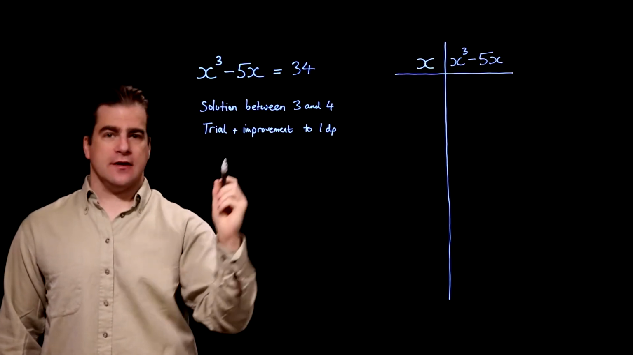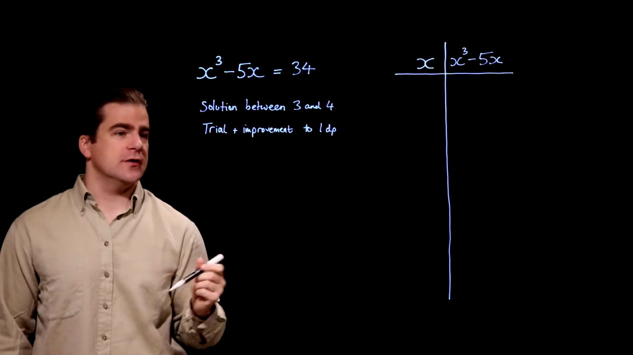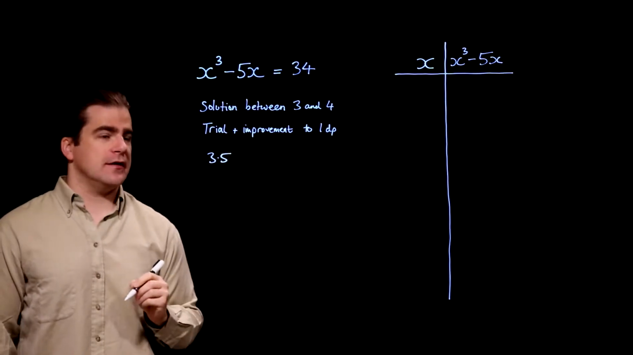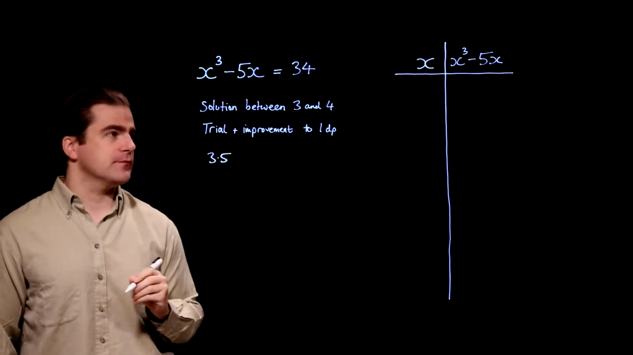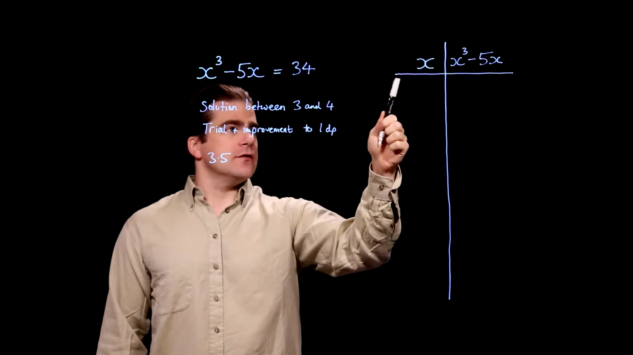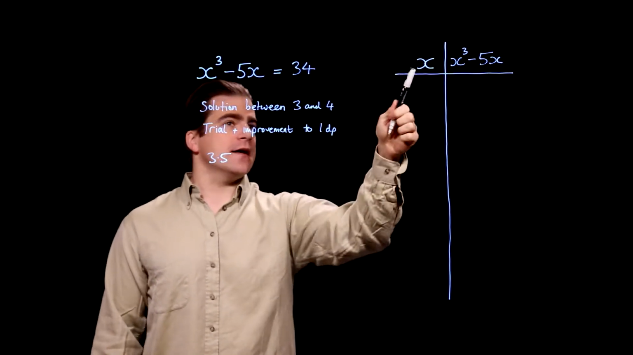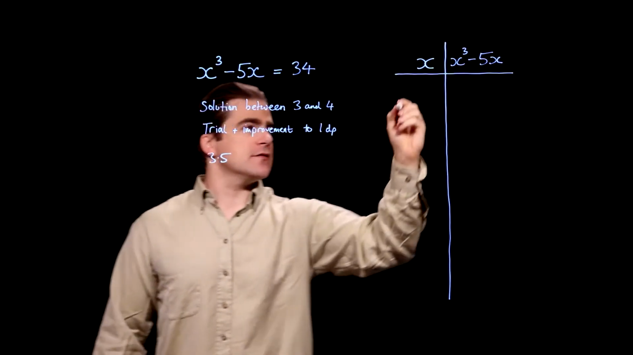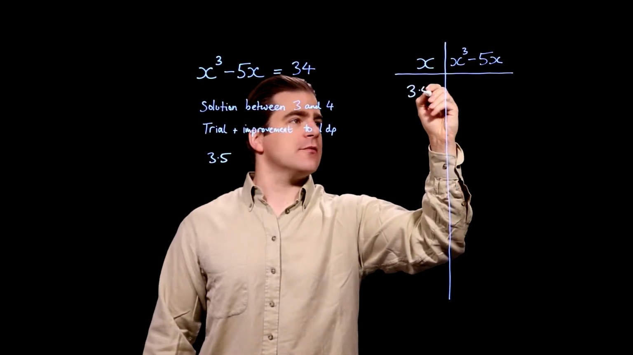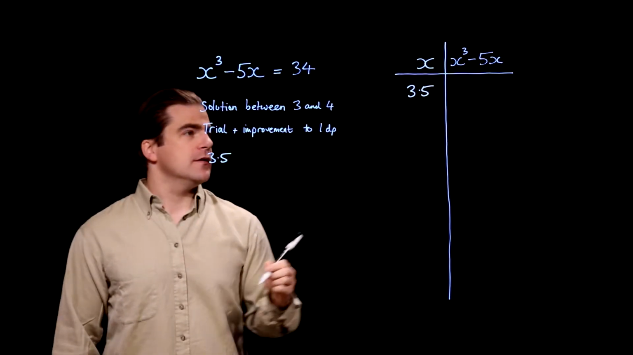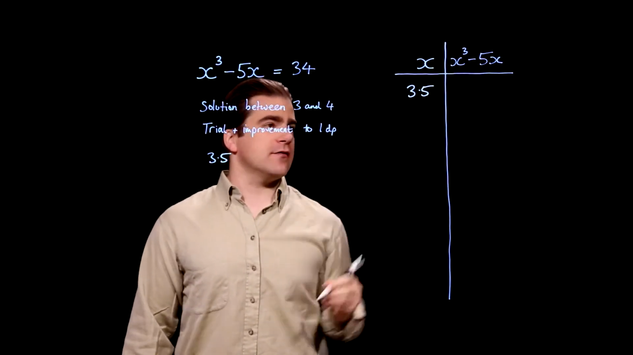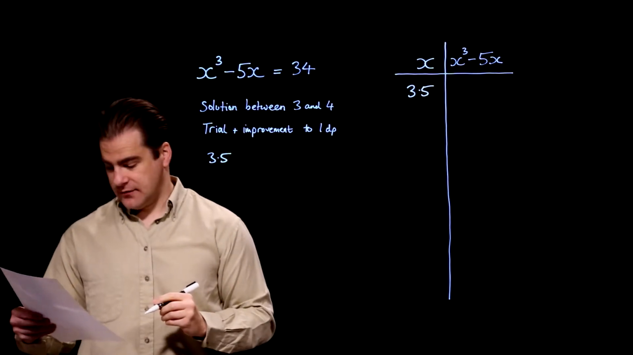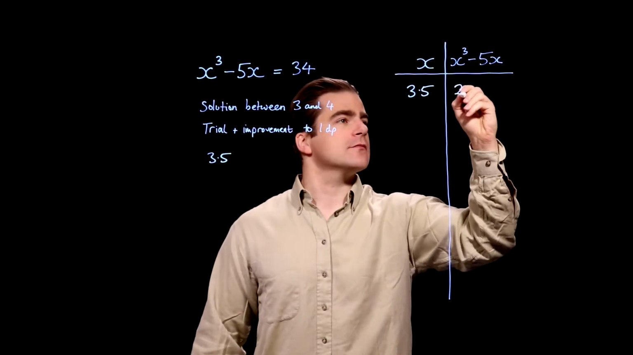Because they tell us the solution is between 3 and 4, start off by choosing the number that's halfway between 3 and 4, which is 3.5, and go from there. You have to write a table of x and this thing, x cubed minus 5x. So you start with 3.5 there, put 3.5 cubed minus 5 times 3.5 into your calculator, and you get 25.375.